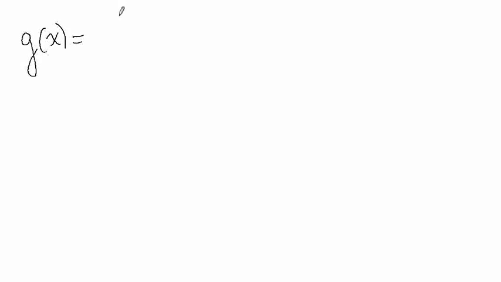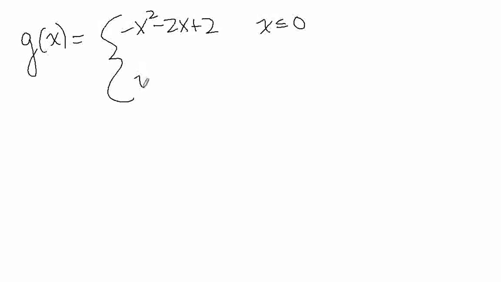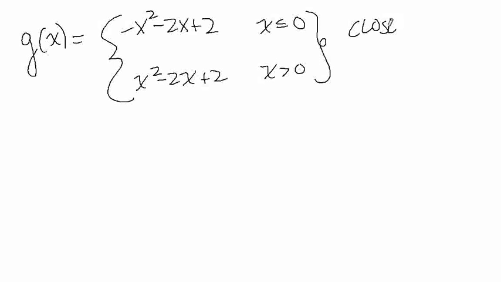And it's going to be a piecewise function. This function is g of x equals minus x squared minus 2x plus 2 for x less than or equal to 0, and x squared minus 2x plus 2 for x greater than 0. And we want to focus on the closed interval from minus 4 to 4.